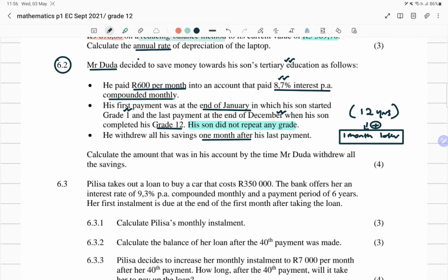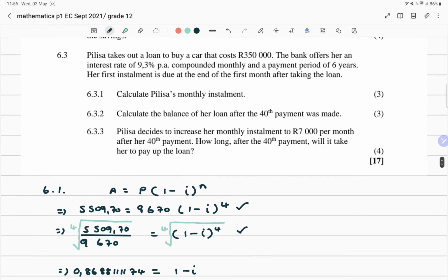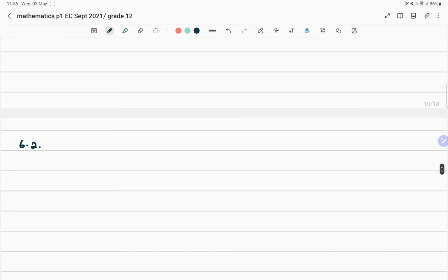So now it says calculate the amount that was in his account by the time Mr. Duda withdrew the savings, okay? Now what helps us to answer 6.2 is to draw a timeline. Not that it matters, of course, if you already know what to do, folks. If you already know what to do, you don't need to do what I'm doing. For me, it's just a way of making sure that when I get a complicated question, I know what to do.